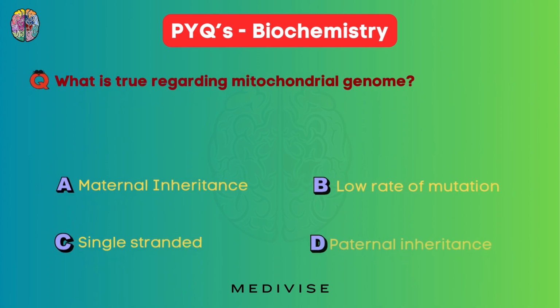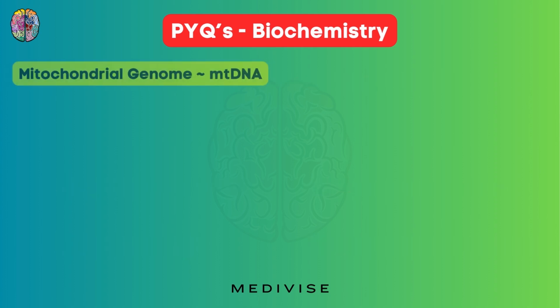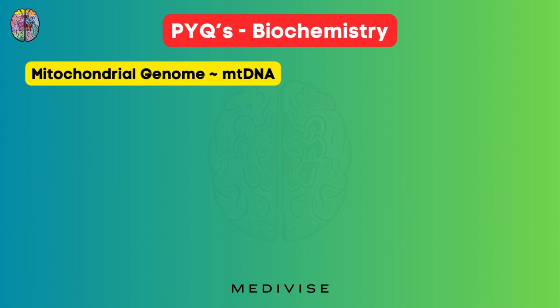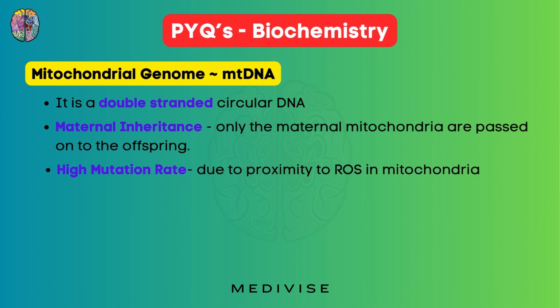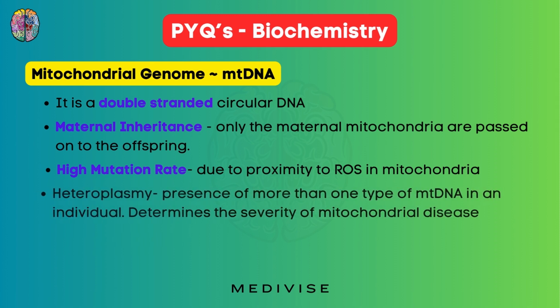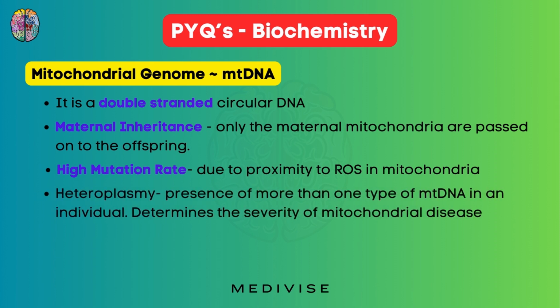Now, what is true regarding the mitochondrial genome: maternal inheritance, low rate of mutation, single-stranded, or paternal inheritance? So, what is the important stuff that you should know about the mitochondrial genome? First of all, it is double-stranded and circular. Secondly, it has maternal inheritance because only the maternal mitochondria are passed to the offspring. There is a high rate of mutation seen. Finally, another important point is heteroplasmy.